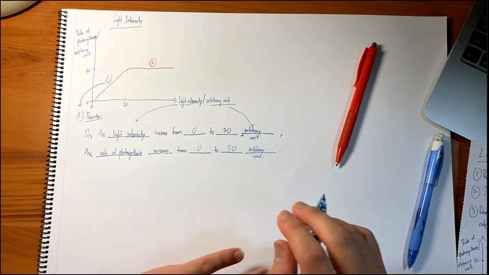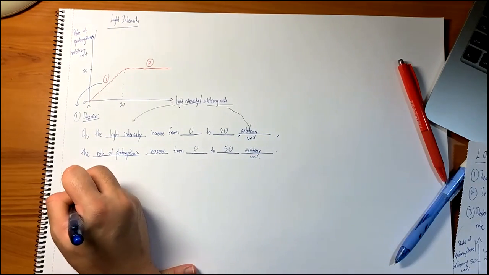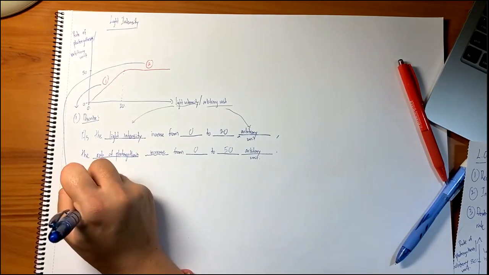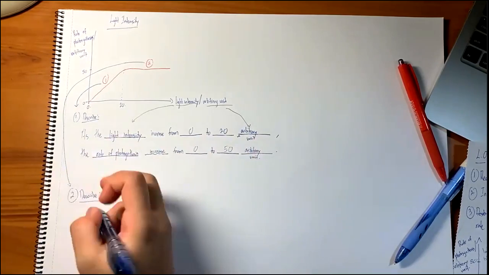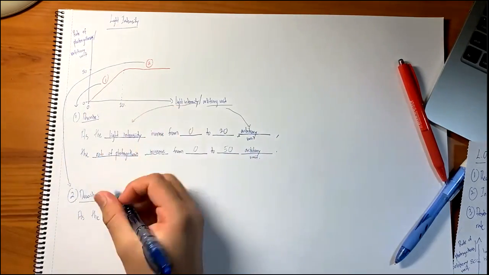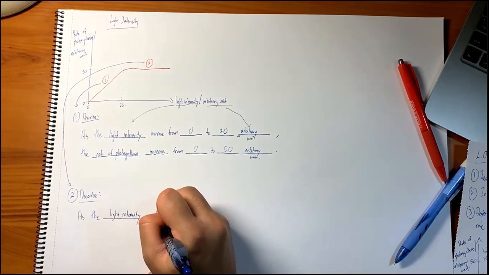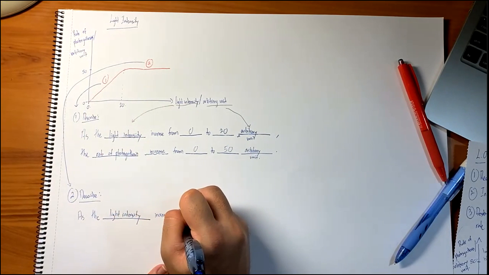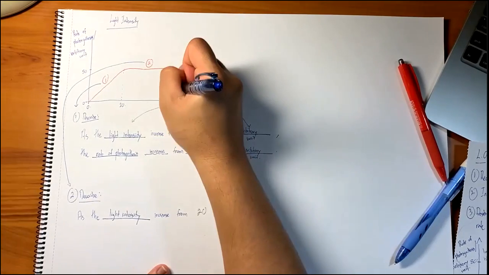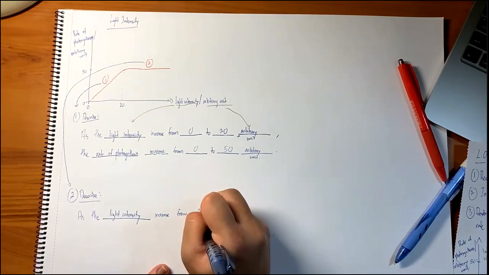So it's very easy. Now do the same format for part two as well. So how do we describe? Same format: as the light intensity increases from 20, let's say, up until 100. If there is no end point, you can write 20 onwards.